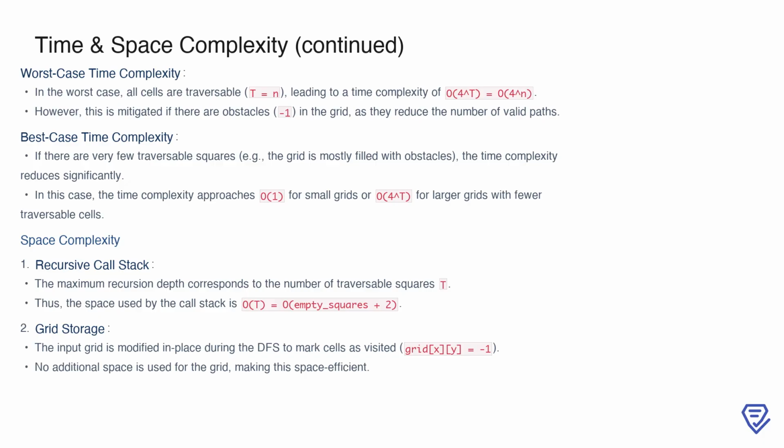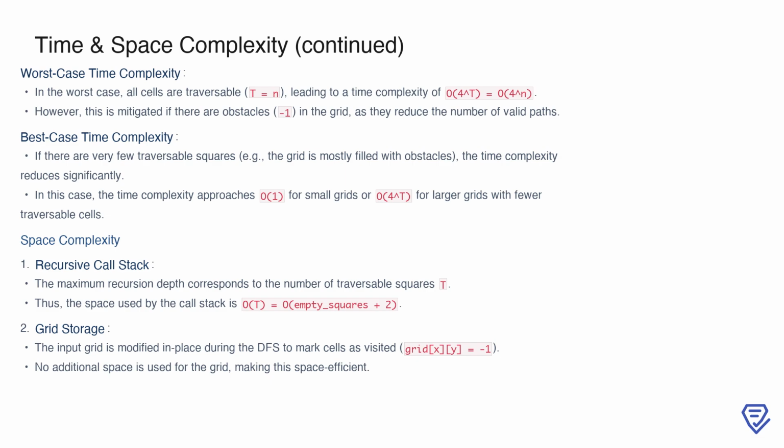However, the presence of obstacles in the grid reduces the number of valid paths, effectively lowering t and mitigating the exponential growth. On the other hand, in the best-case scenario, where there are very few traversable squares, such as when most of the grid is occupied by obstacles, the time complexity becomes much smaller. For small grids with minimal traversable cells, the time complexity can even approach 1.